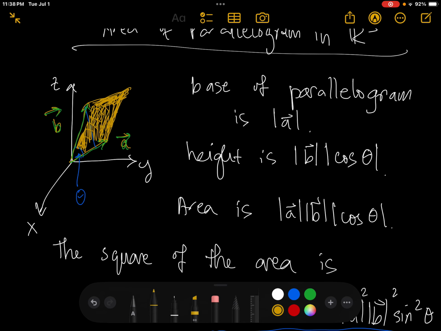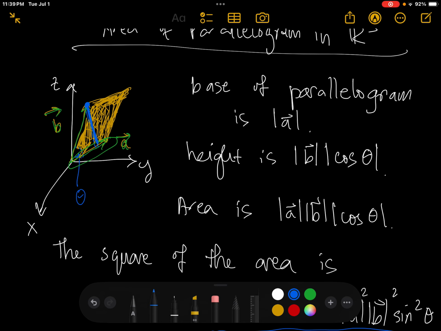Well, there's a formula for the area of a parallelogram, which is the base times the height. So we would take this length and multiply it by the height, which is the length of the perpendicular line segment from one of the vertices down to the base. So we need to figure out what those lengths are. Well, the base of the parallelogram is the magnitude of the vector A, right? It's the length of this base vector A.